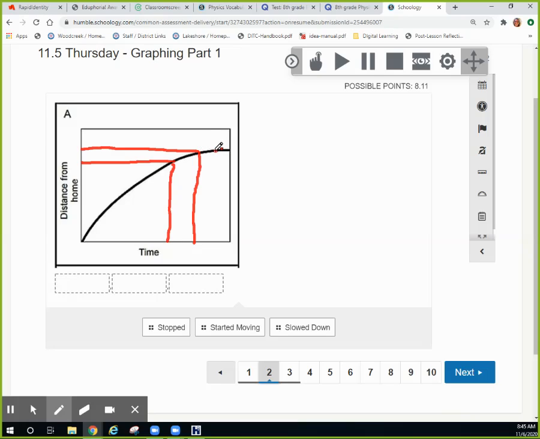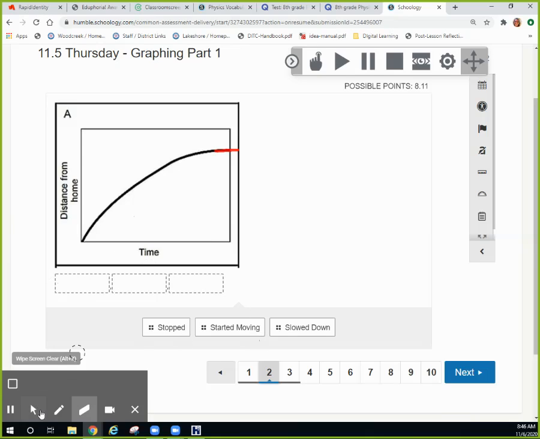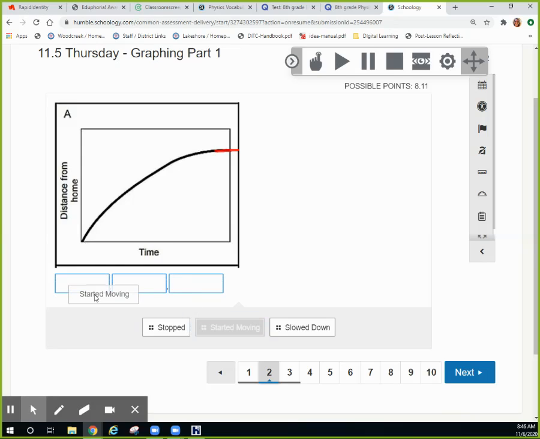And then who remembers what I said about a horizontal line? What's happening right here at this line? Horizontal line, he stopped, okay? So at this point, he started moving. And about the middle, he started to slow down. And then at the top, we have a horizontal line, which means his distance is not changing over time. There's no change in distance. That means he stopped.